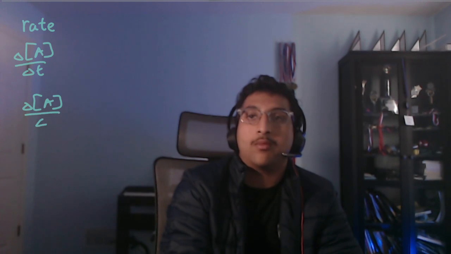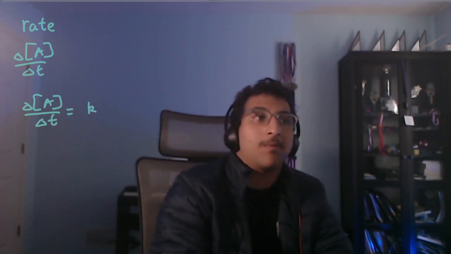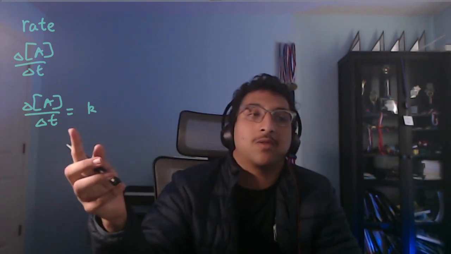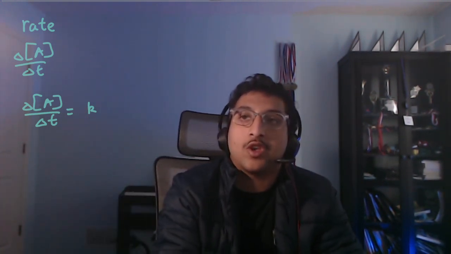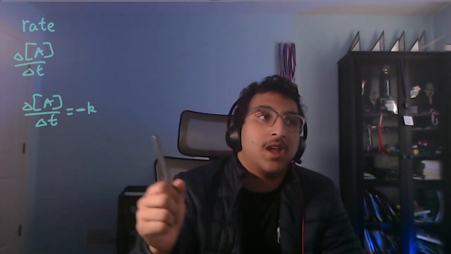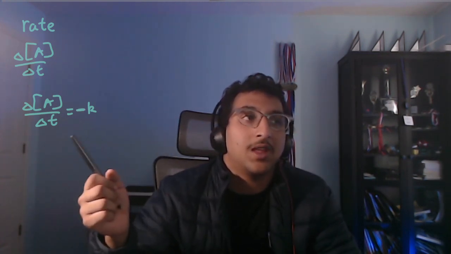So rate is basically change in concentration over time, so change in A over change in time. If it's zeroth order, you're basically saying change in concentration over time is equal to k. But mathematically speaking, you're actually losing k every second. So change in A over change in time is going to be negative k. The rate is going to be negative.